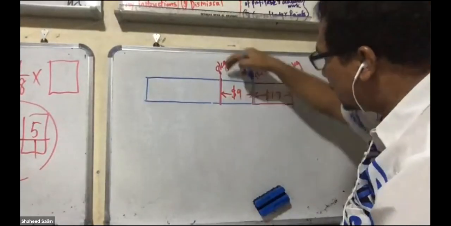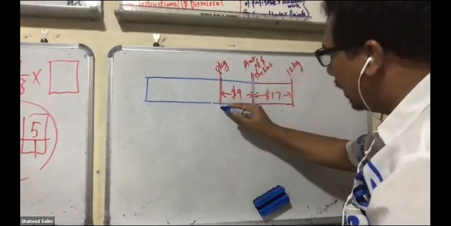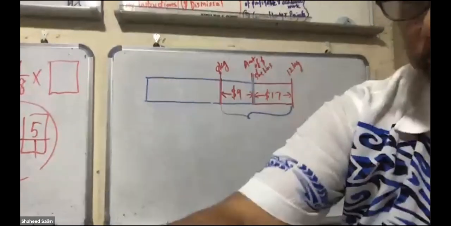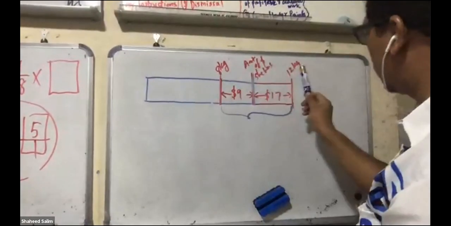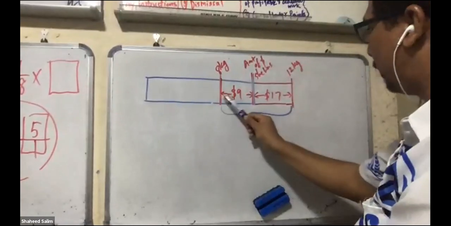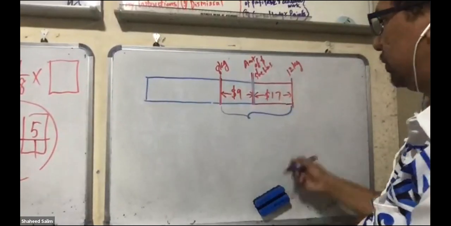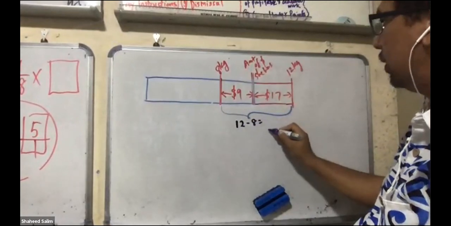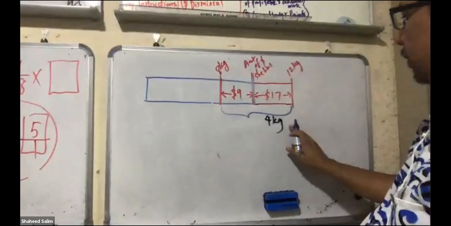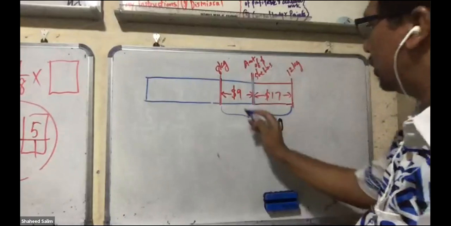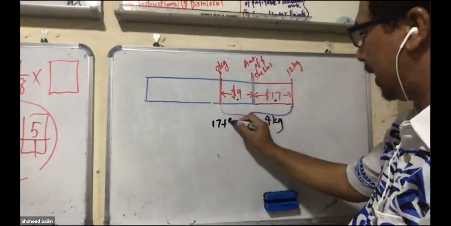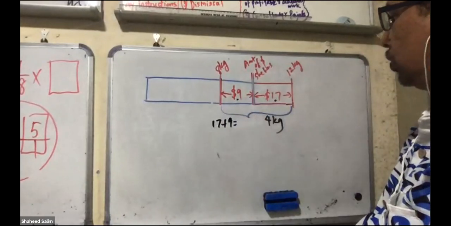So ask yourself, this is 8 kg, this is 12 kg. How many kg is this? This 8 kg, this 12 kg. How many kg is from here to here? 12 minus 8. You get 4 kg. Oh, this is 4 kg. 4 kg of durian is how much? 9 plus 17. 17 plus 9 equals how much?